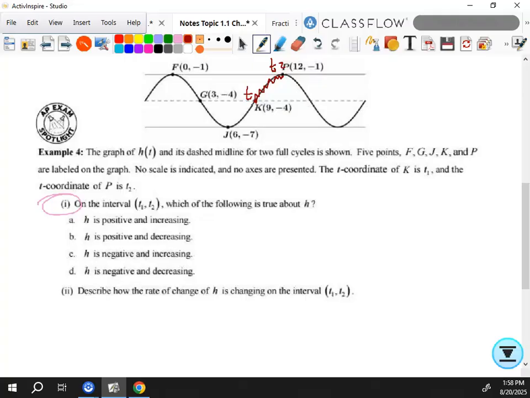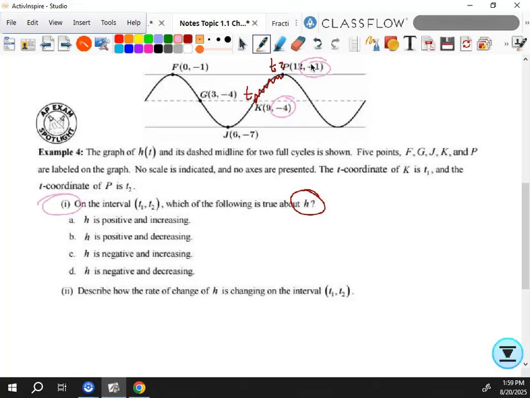All right, so we want to know which of the following is true about H. So on that section right there, Carlos, is H positive or negative? H is positive. What do we look at to figure that out? Inputs or outputs? Outputs. So what are my outputs from T1 to T2? So I'll ask you again, is my function positive or negative? Okay, but my outputs are negative. You told me I'm supposed to look at my outputs. So if my outputs are negative, how does that make my function positive?